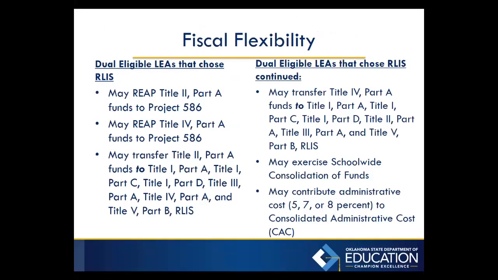In addition to that, the fiscal flexibility offers a school that is dual eligible the option to exercise school-wide consolidation of funds, or they can also contribute 5%, 7%, or 8% to consolidated administrative costs.